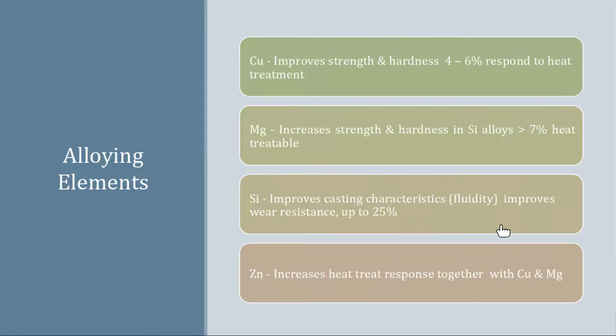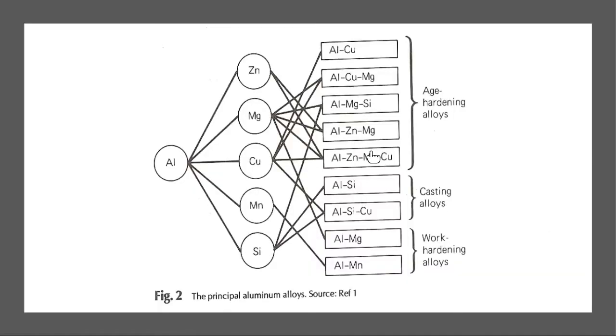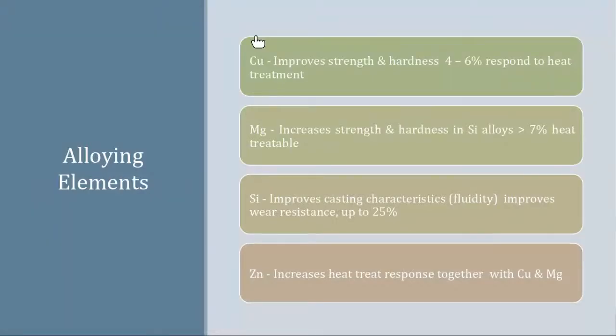Zinc also increases your heat treat response, and it's typically added with elements like copper and magnesium. So kind of going back, look at that: copper, zinc, magnesium. Here's magnesium, copper, and magnesium. Those are all your age-hardened alloys. And that's why you see copper, magnesium, and zinc all have heat treatment responses.